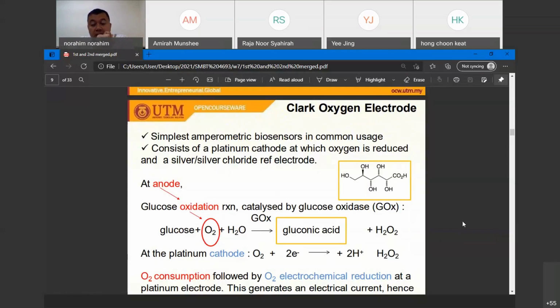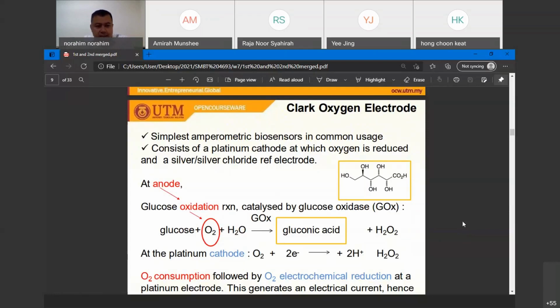It consists of a platinum cathode. Remember what is cathode, what is anode, at which oxygen is reduced. What is said there? At the cathode, oxygen is reduced. And a silver chloride reference electrode. This is just a reference electrode.